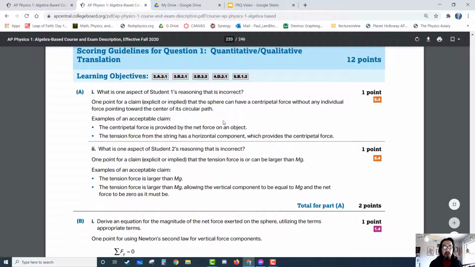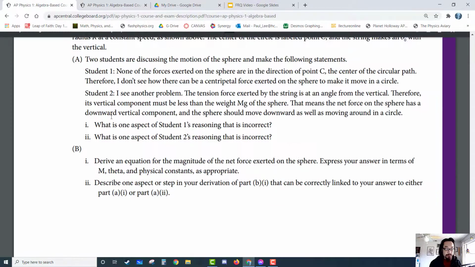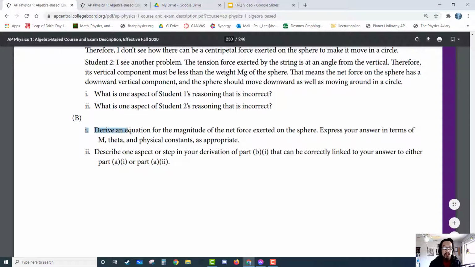And let's see if that holds true. So this is the key. We can see that part A is worth 2 points, and you get those points if you talk about what is incorrect in student 1's statement. It says 1 point for a claim, explicit or implied, that the sphere can have a centripetal force without any individual force pointing toward the center of its circular path. So that's what was wrong with student 1. If you say anything like that, you get a point. Very clear cut. Okay, part B says derive an equation for the magnitude of the net force exerted on the sphere. Express your answer in terms of m, theta, and physical constants as appropriate.